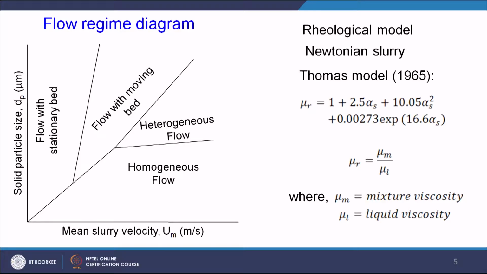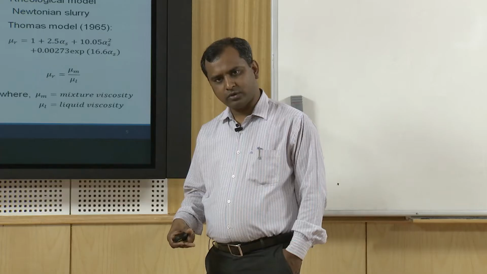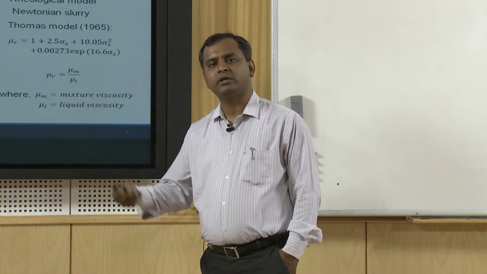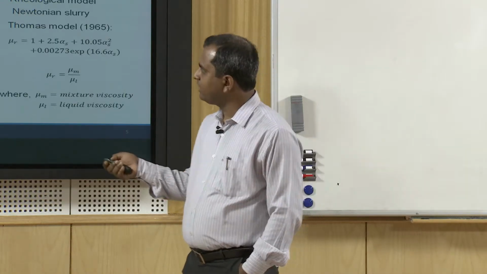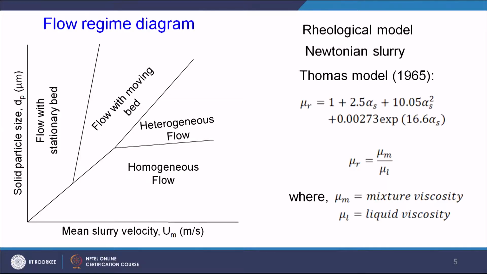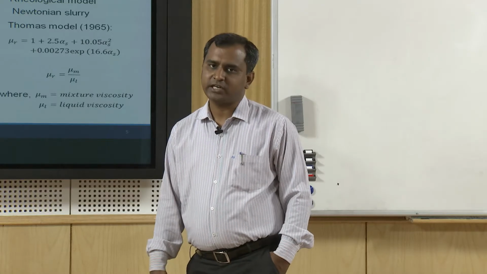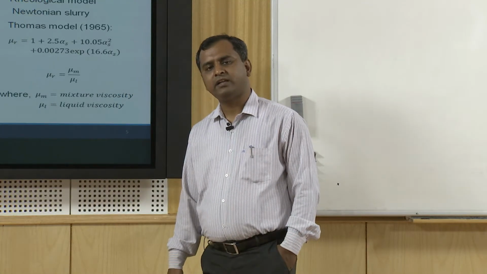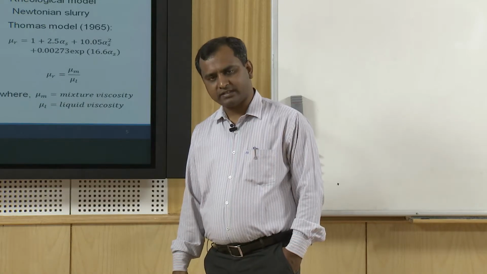Now, if we go for further higher particle sizes, then not only heterogeneous flow, you will find there is deposition of the solid, or a bed, at the bottom of the pipeline, and we have flow with a moving bed. And whenever the overall mixture velocity reduces further, the bed gets thicker and thicker, and finally the bed becomes stationary, and we obtain flow with a stationary bed. So, flow with a stationary bed happens at very high particle size or very low mixture velocity.